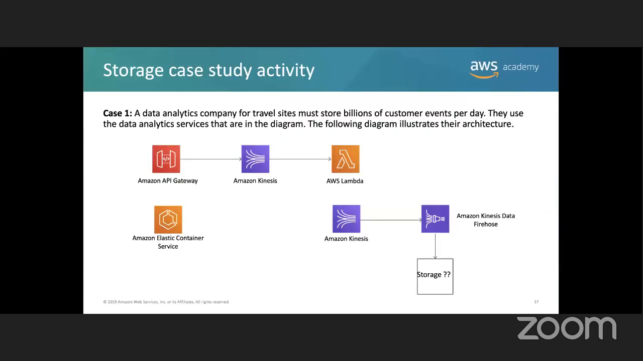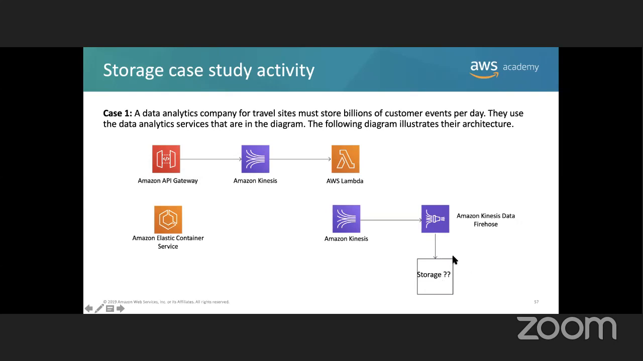Storage case study. A data analytics company for travel sites must store billions of events per day. They use the data analytics services that are in the diagram. The following diagram illustrates their architecture. They have Amazon API Gateway, Amazon Kinesis, which is for real-time data processing, AWS Lambda, Amazon Elastic Container Service, and Amazon Kinesis Firehose. This is the one that transforms the data that is ingested and sends it to a storage.